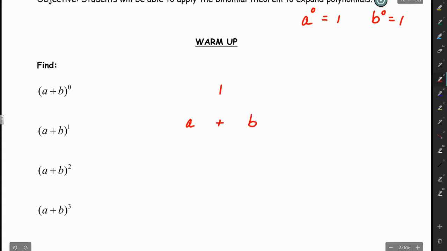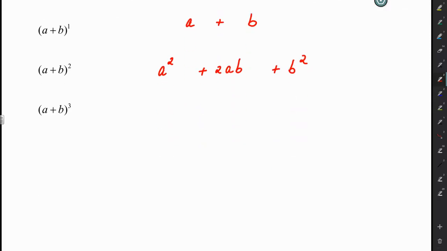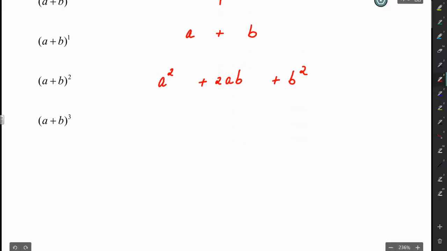And then we have a plus b squared. And if we FOIL that, we're going to get a squared plus 2ab plus b squared. Now the next one, a plus b cubed, as you know, that's going to take us a little bit more time. We're either going to use our column method or checkerboard, and we're going to expand that. So let's do that down below here.